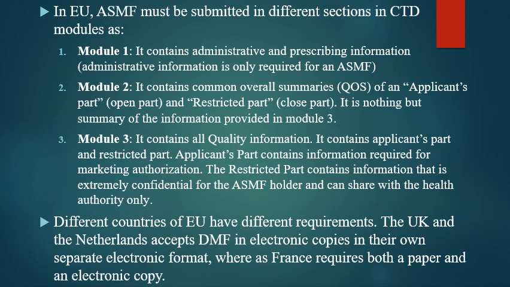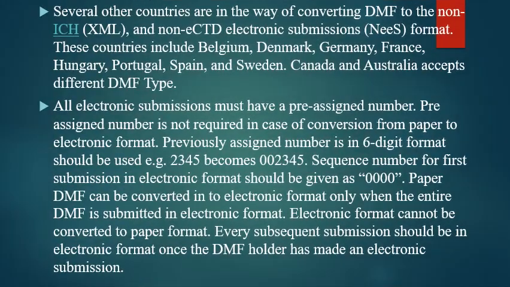Different countries of the EU have different requirements. The UK and Netherlands have their own separate electronic format and accept the DMF in electronic copies only, whereas France accepts paper as well. Several other countries are in the process of converting DMF to the non-eCTD electronic submission, or NeeS. These countries include Belgium, Denmark, France, Hungary, Portugal, Spain and Sweden, whereas Canada and Australia accept different DMF types.